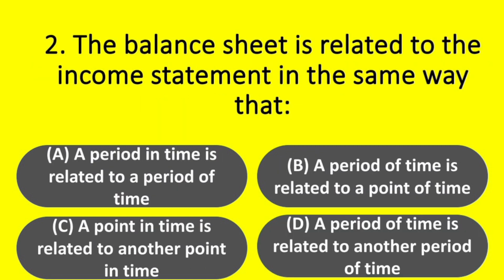The balance sheet is related to the income statement in the same way that: Option A: a period in time is related to period of time. Option B: a period of time is related to a point of time. Option C: a point in time is related to another point in time. Option D: a period of time is related to another period of time. Answer: option B: a period of time is related to a point of time.